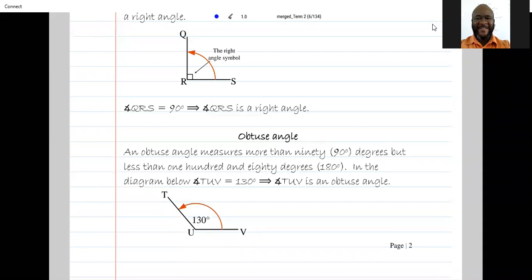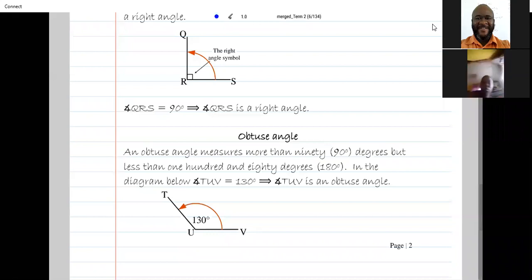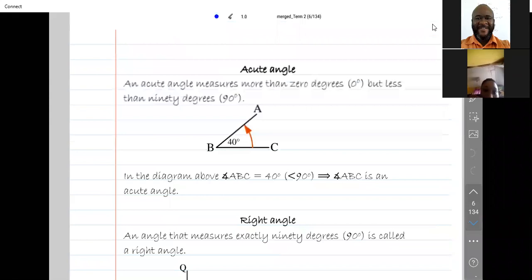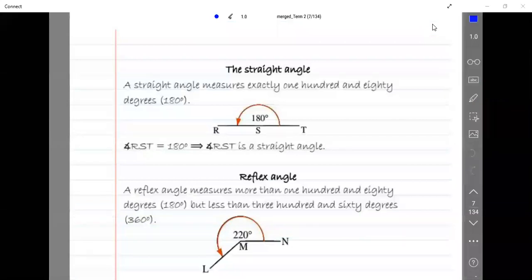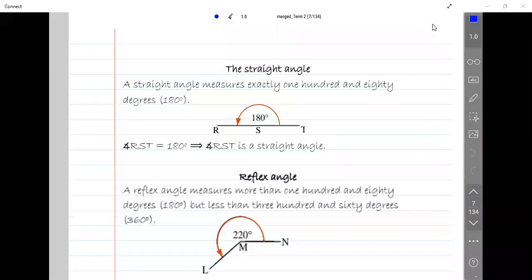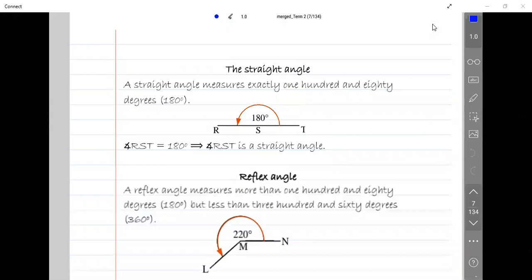All right, let's keep going. Now we're still looking at the different types of angle. Now we're at reflex angle. Now, a reflex angle, all right, are you guys seeing the reflex angle?